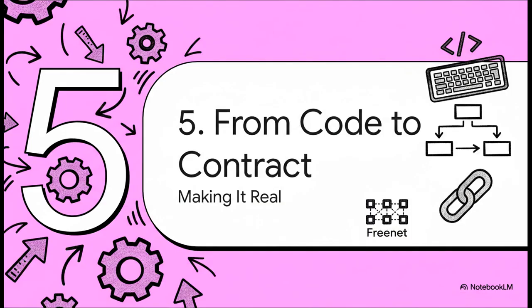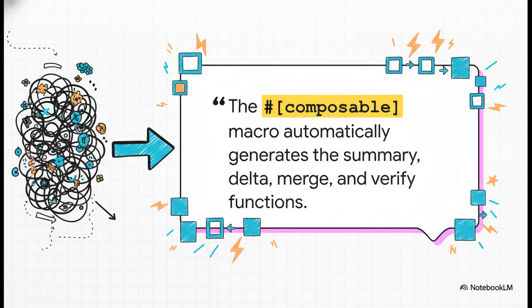So this all sounds really cool, but how hard is it for a developer to actually build one of these things? Let's take a quick look at how you go from just writing code to having a live, running contract on the network. Now remember that whole complex system of summaries and deltas we talked about? The thing that makes sure everyone's in sync? You'd think that would be a nightmare to code, but the Freenet team has done something kind of magical. They've boiled all that complexity down to one simple line of code.